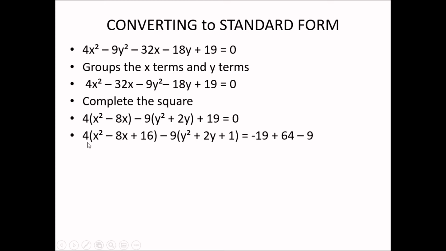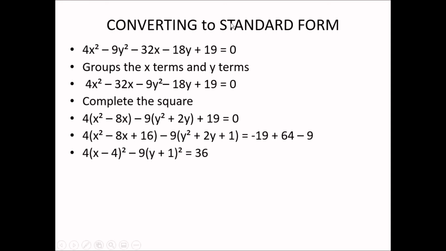Since meron tayo ditong common factor na 4 and 9, i-multiply natin siya bago natin i-transpose sa kabila. So, 4 times 16 is 64. Negative 9 times 1 is negative 9. And then, yung natira natin dito na constant, C, as plus 19, i-transpose na din natin siya dito. So, we have negative 19 plus 64 minus 9. And then, yun yung kakalabasan.